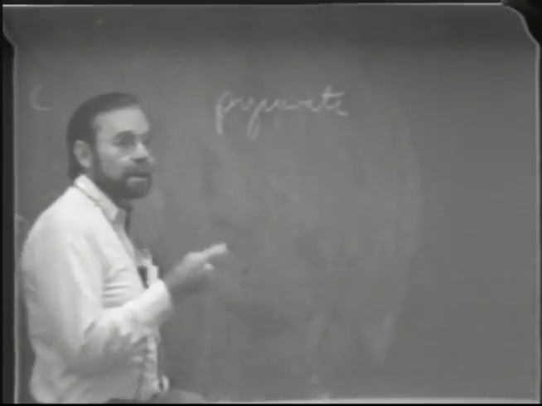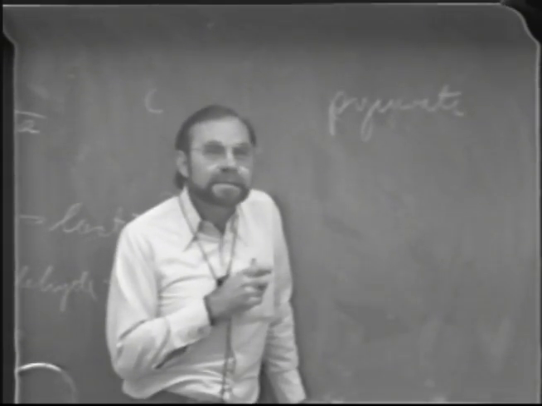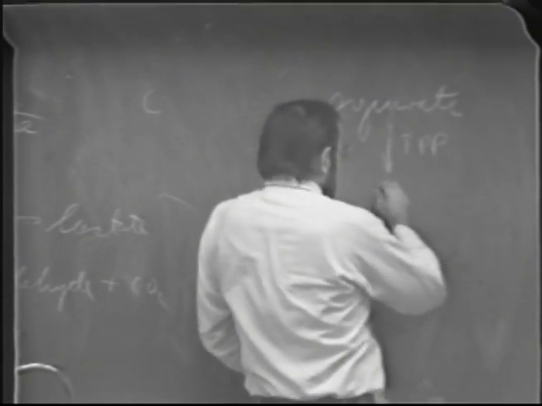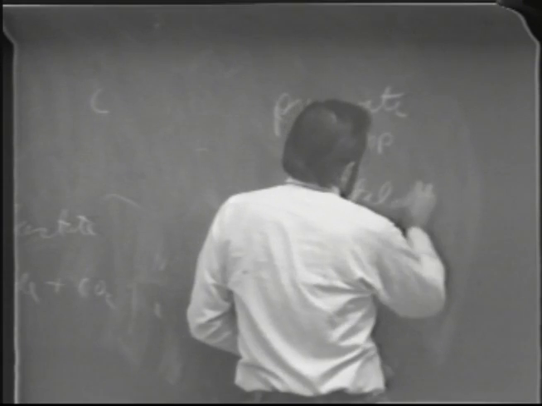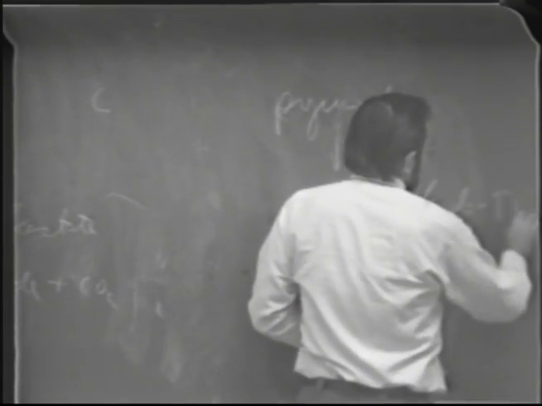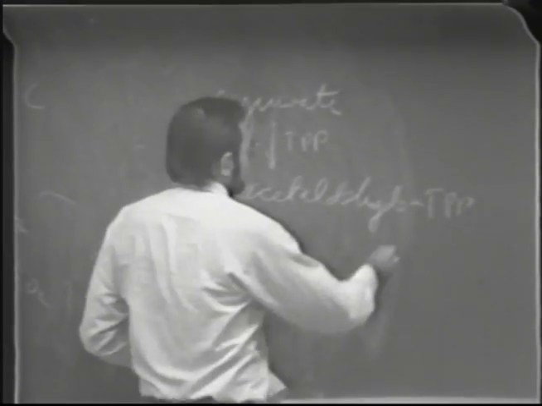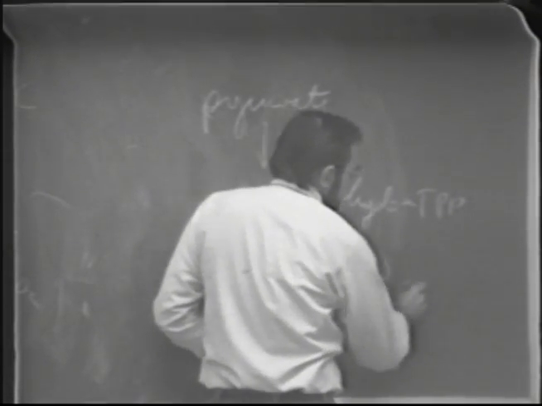Which, you know, can be decarboxylated to what they used to call active acetaldehyde, with thiamine pyrophosphate as a coenzyme, and then you would get acetaldehyde. That's vitamin B1, thiamine pyrophosphate. Now this then can go to acetoin.